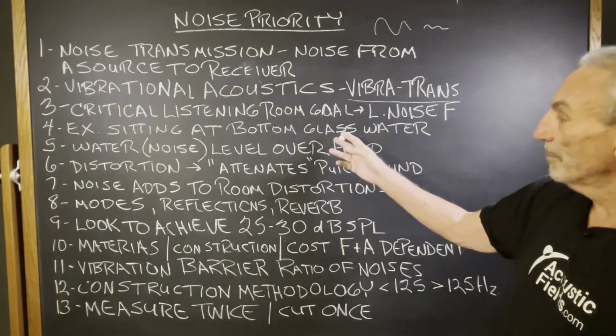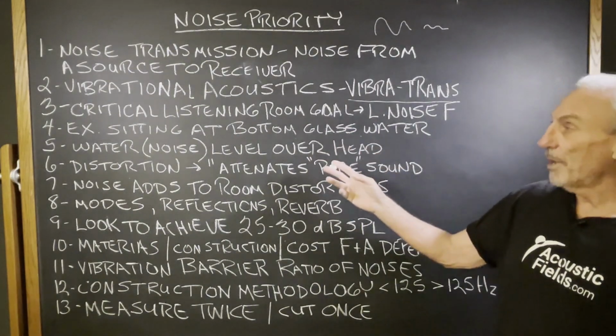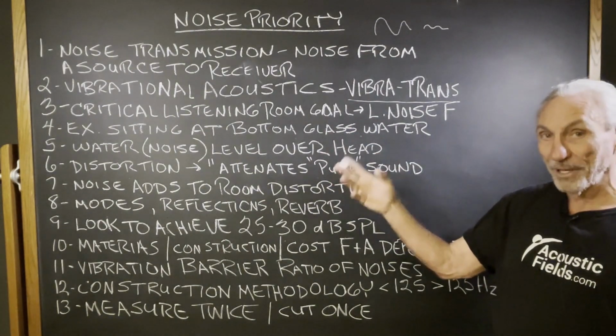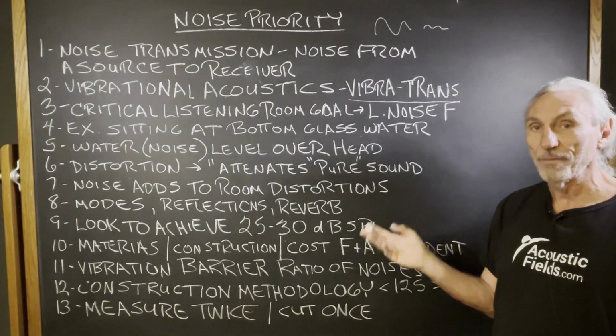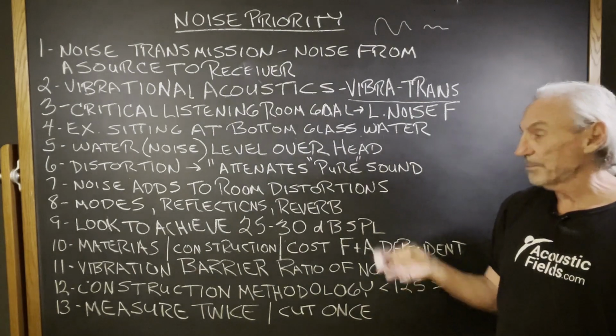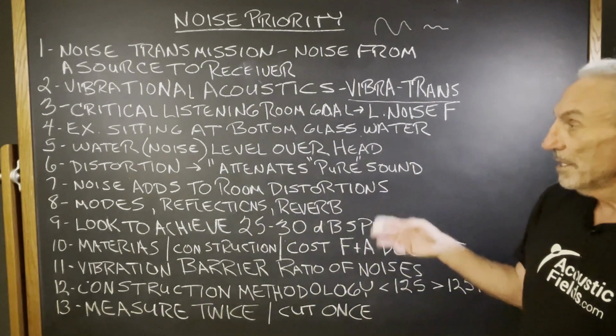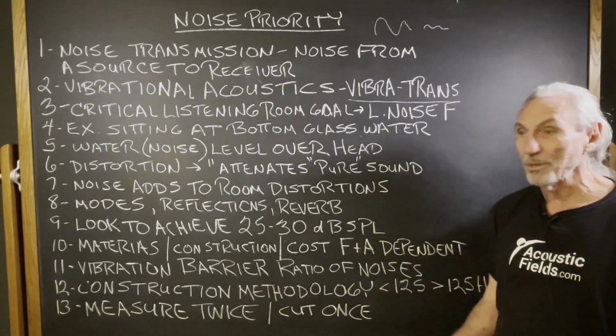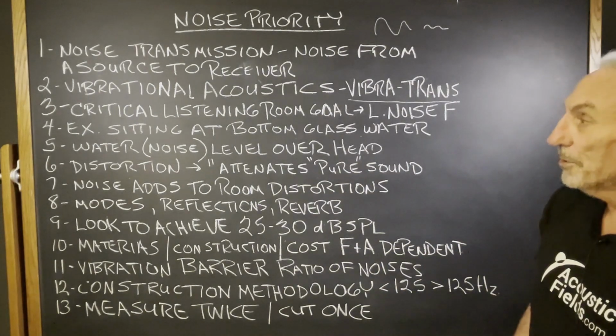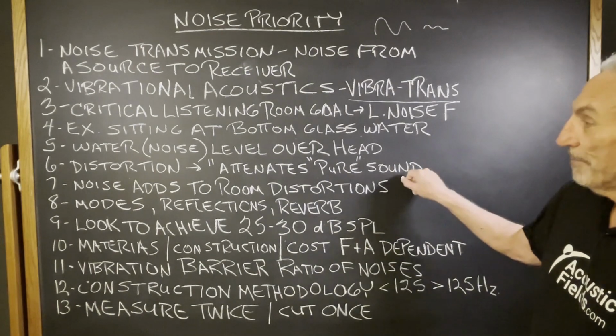So we're going to be sitting at the bottom of a glass of water. The water is the noise level in our room, okay? You can measure it with a simple SPL meter, decibel meter as they call it. So you can measure it, and we like to stay in that high 20s, low 30s area. So measure your room and see what you have.